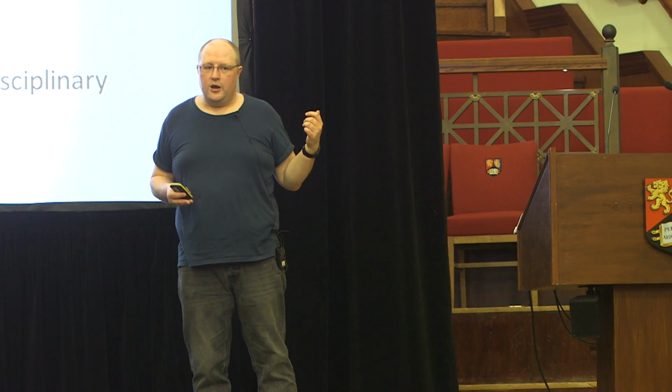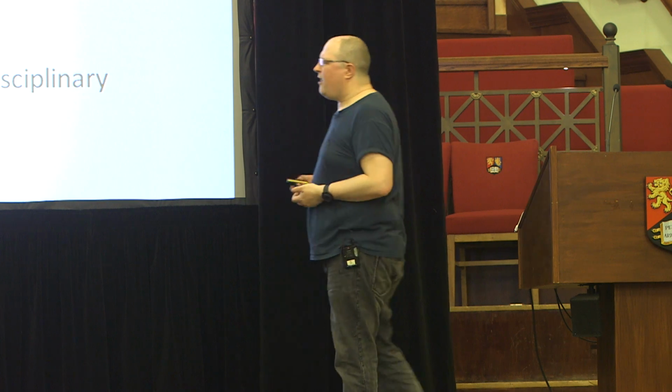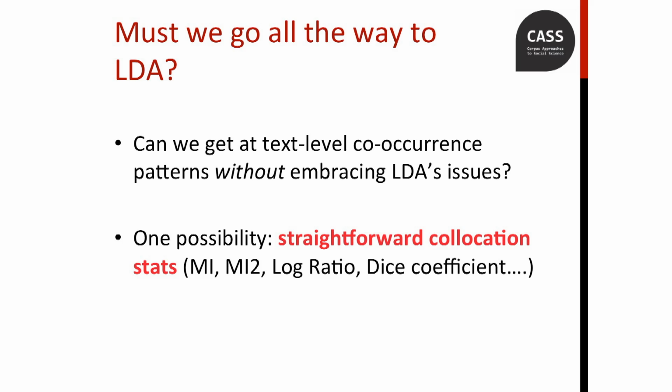But I thought, well, is there not something in between these two? You know, is it really a choice between embracing LDA with all its problems, or else doing something that is very, very theory-heavy? If we don't want to do Biber-style multidimensional analysis, is the only alternative to go all the way to LDA? Can we get at text-level co-occurrence patterns without those issues? And this was something that was, again, really raised by Susan's talk yesterday. I keep going on about it because I was sitting there thinking, please, Susan, don't say anything that is going to make my entire talk completely pointless tomorrow. And she didn't. Once or twice she came close, but she didn't.